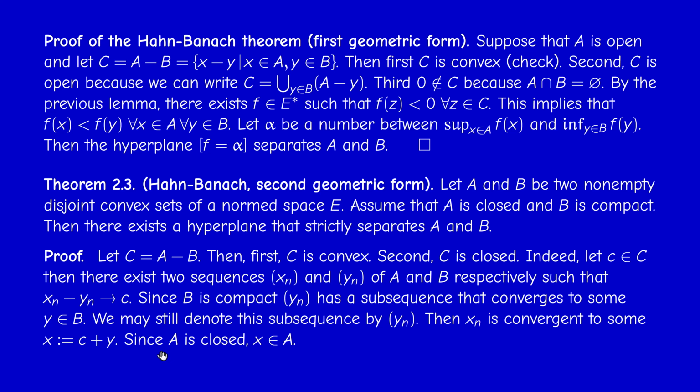Now, since A is closed and the sequence xn converges, then the limit must be in A bar, which is A, because A is closed. So x is in A. Therefore, we can write C as x minus y, where x is in A and y is in B. Therefore, C is in capital C. So there is just a C bar missing here. Okay, so this proves the closedness of C.